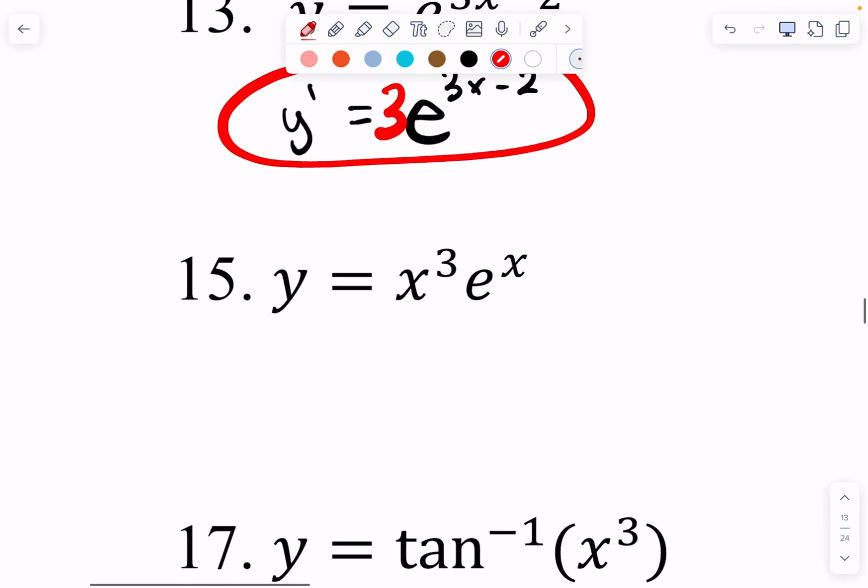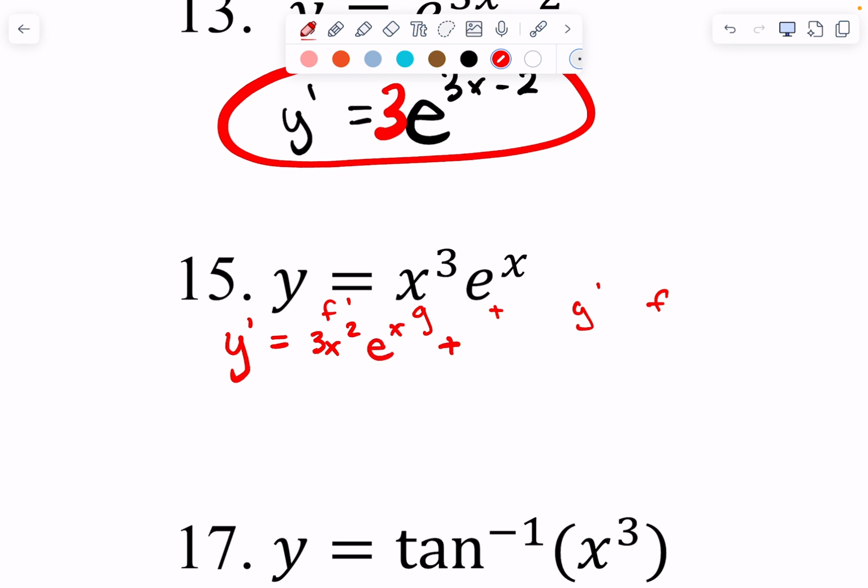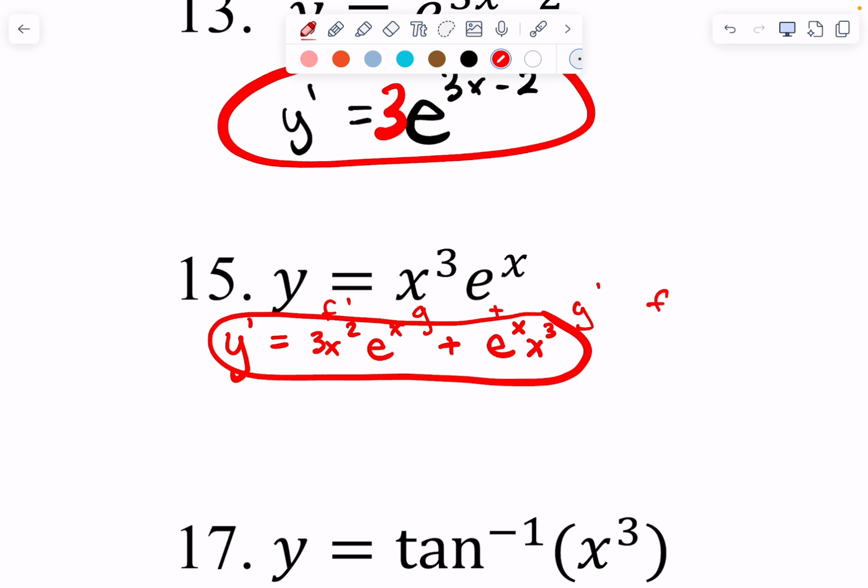Okay, let's work our way. I'm going to go down to 15 because I'm going to have to look up the rule for 14. If I go down to 15, what do I have to do there? 3x squared. Product rule. What's the derivative of y? We'll call it y prime. f prime g plus g prime f. What's f prime? 3x squared. 3x squared times g, which is just e to the x, plus, what's the derivative of e to the x? e to the x, times f, which is x cubed. Anything else? Nope. That's your derivative.